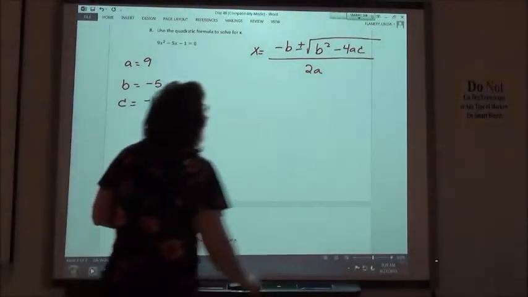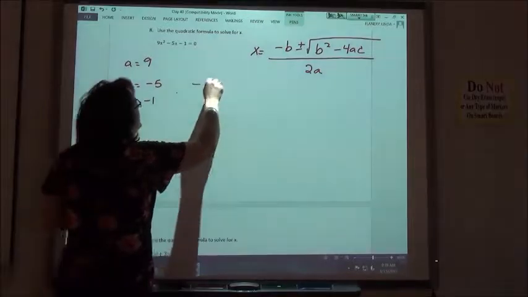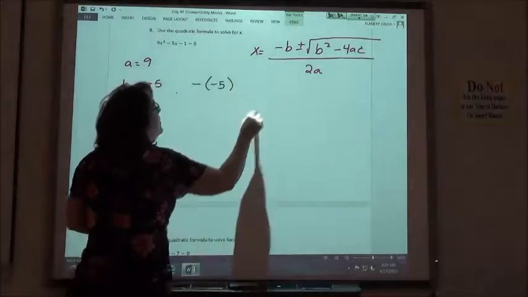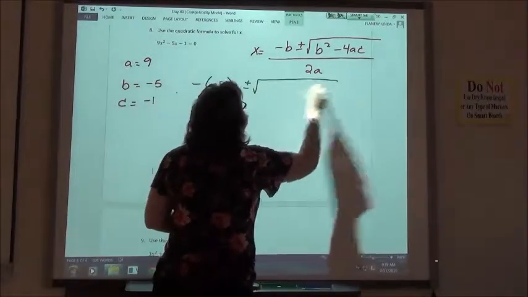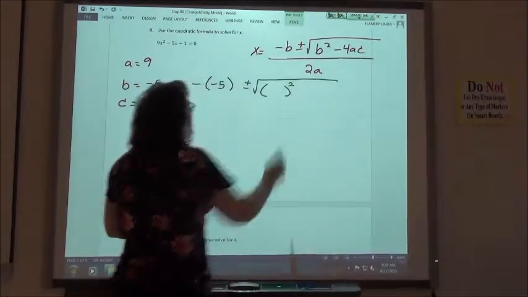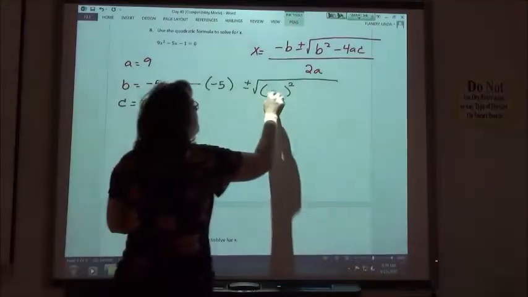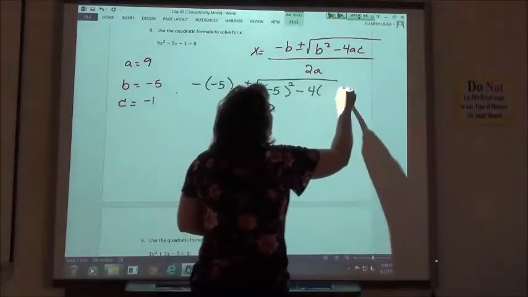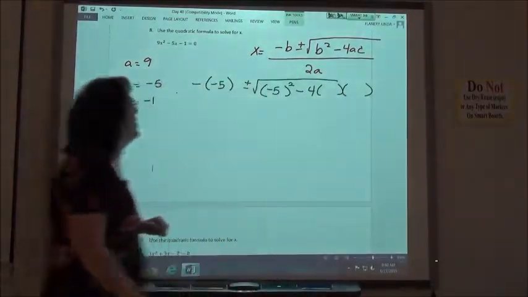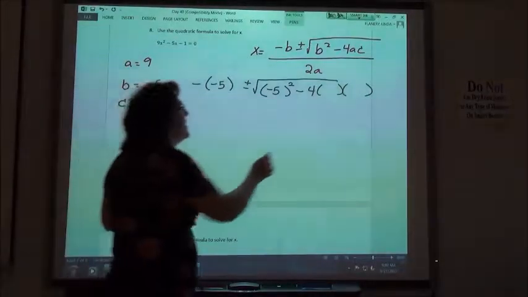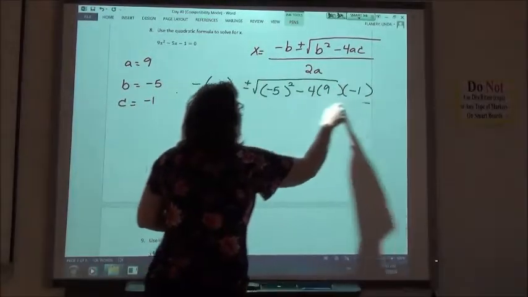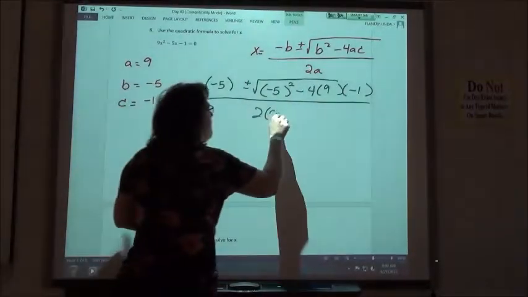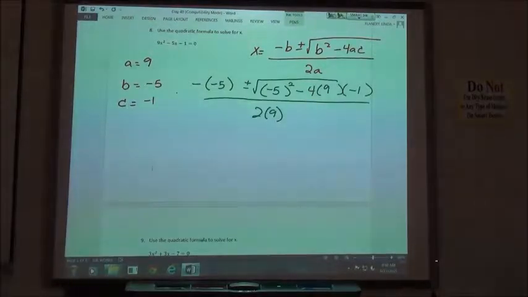So I'm going to plug those into my quadratic formula. Minus the b value. The b value is -5. Plus or minus the square root. The b value squared, so -5 squared. Minus 4 times the a value and times the c value. The a value is 9, the c value is -1. All over 2 times the a value is 9. So plugged in my numbers for a, b, and c.